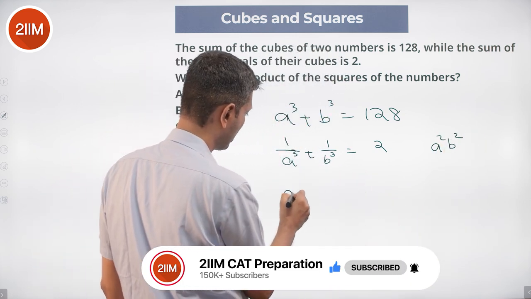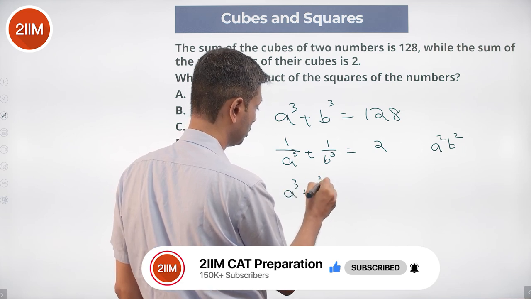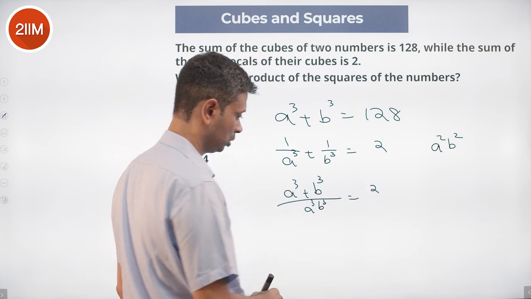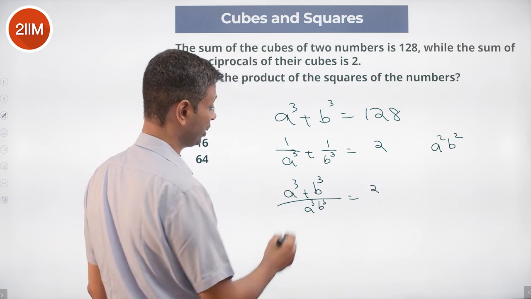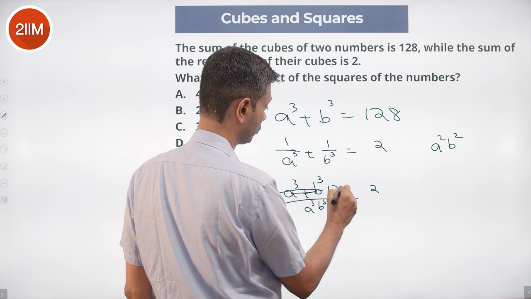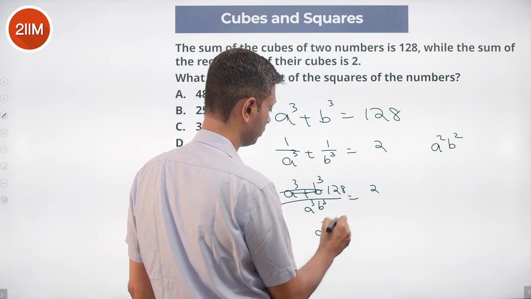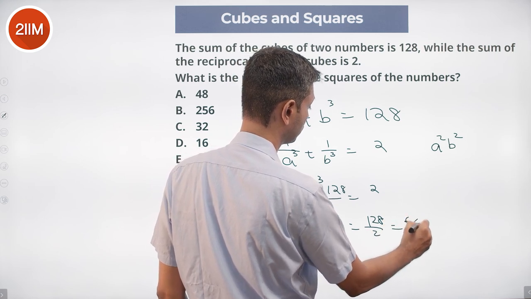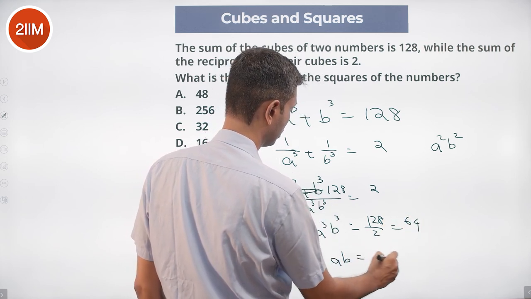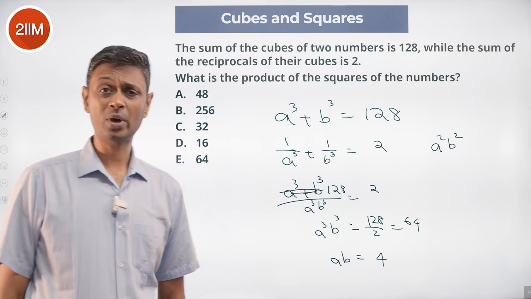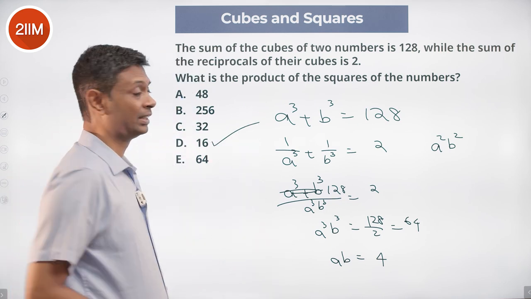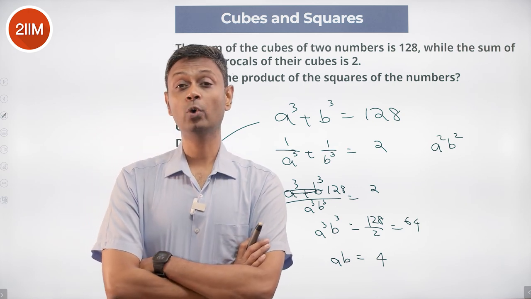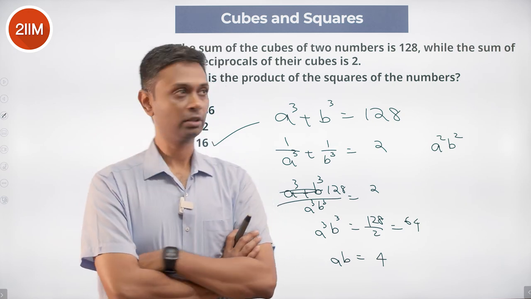Take the LCM. This is A cube plus B cube by A cube B cube is equal to 2. A cube plus B cube is 128. Or A cube B cube is 128 by 2, which is 64. Or AB is 4. A square, B square is just square of that, 16. Seems like a very intimidating question, but you look at the question, take the LCM, we get A cube B cube, then AB, and we can find A square, B square. Done.